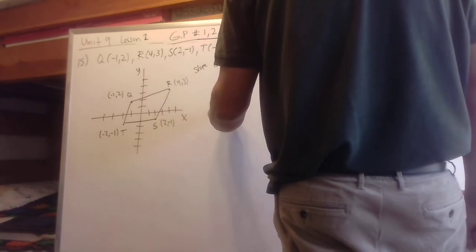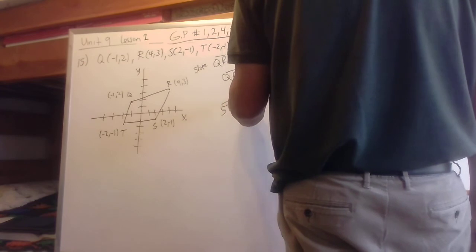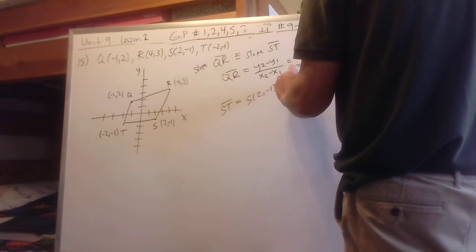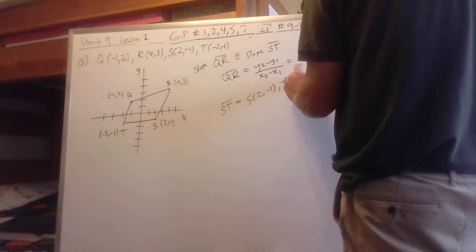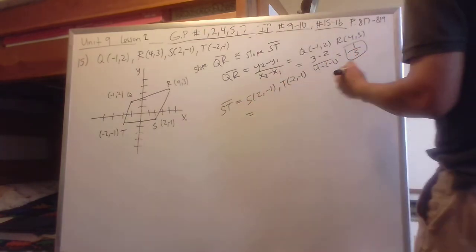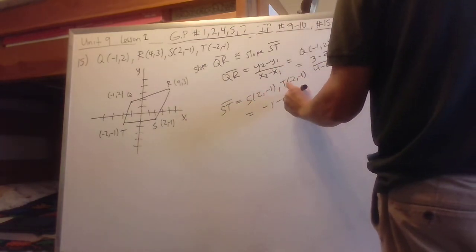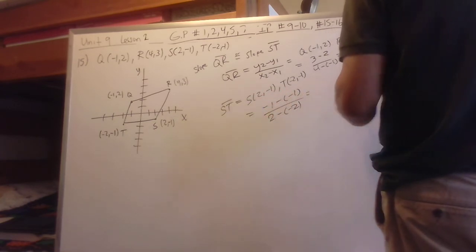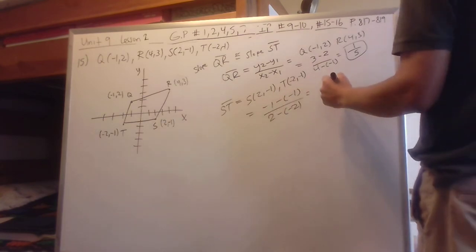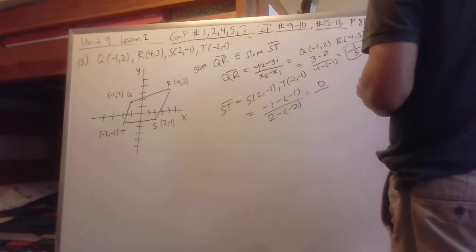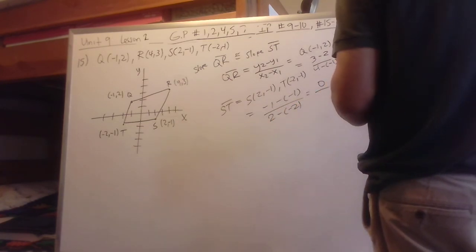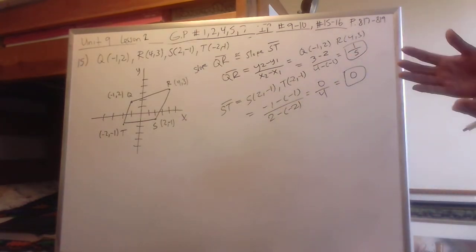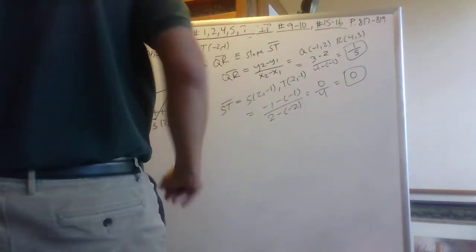We're going to see if it's the same as the slope of ST. So S is going to be at 2, -1, and point T is going to be at -2, -1. And we're going to just plug it into the slope formula. We're going to have -1 minus -1 over 2 minus -2. So -1 plus 1 is going to be 0. And we are going to have 2 plus 2, which is 4. So 0 divided by 4 is 0. A slope can be equal to 0. It just means it's a straight line.